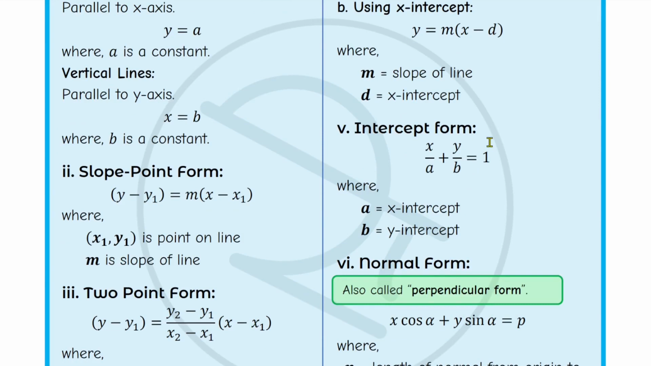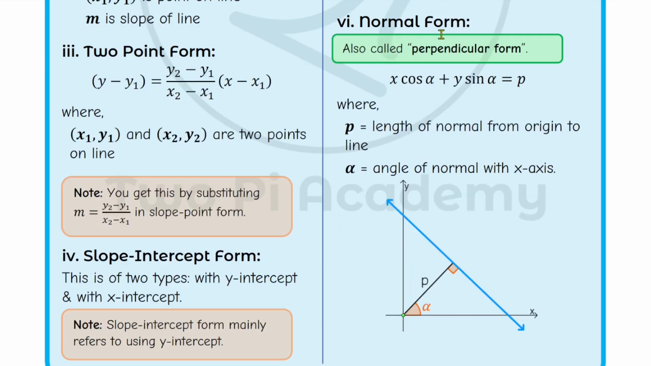And then the intercept form, x by a plus y by b is equal to 1, where a is the x-intercept and b is the y-intercept respectively. And then we have the normal form. It is also called the perpendicular form. It is given by x cos alpha plus y sin alpha is equal to p.